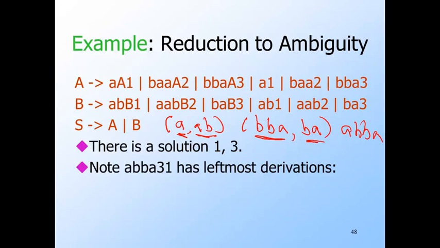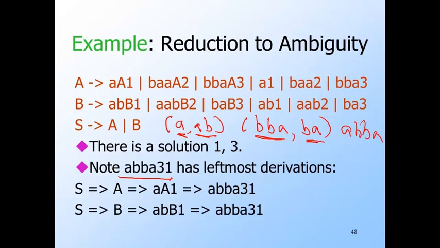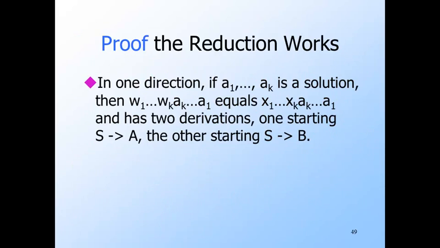And this common string followed by the index string in reverse, which is that, will have two leftmost derivations, one starting with A and the other starting with B. Here is the derivation starting with A, and here's the derivation starting with B. So here's the proof this construction is a correct reduction from PCP to ambiguity.